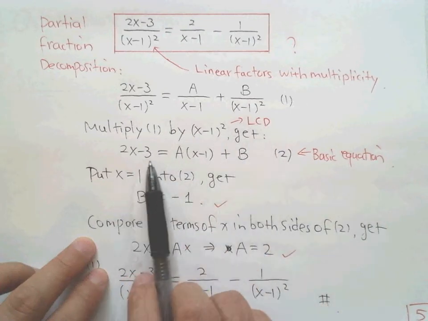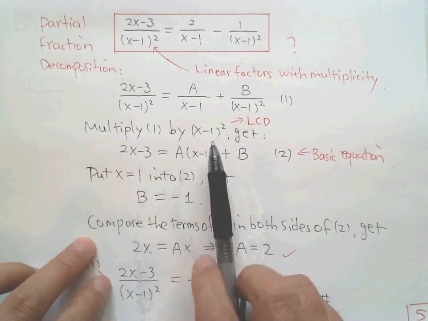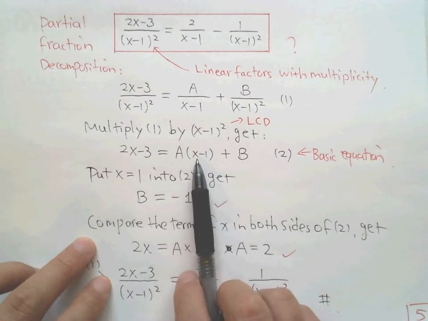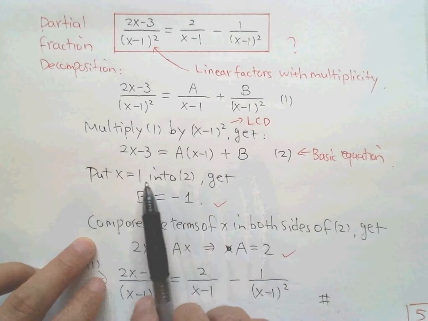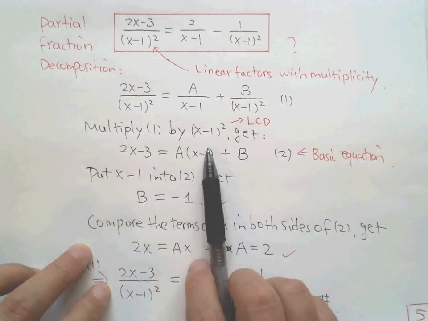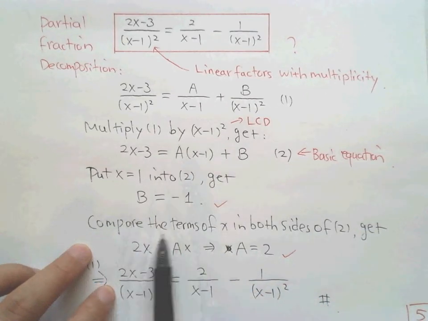The first step is the LCD, which gets the basic equation, and then I plug in a special value. I can plug in the special value x equals 1 to get B, right? Plugging in x, we get B is -1. Now I can plug in another value, or another approach is to compare coefficients.